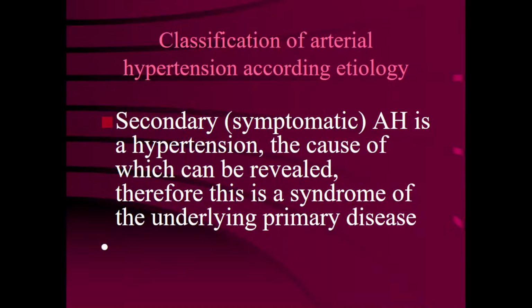And they also divide secondary or symptomatic arterial hypertension. Symptomatic arterial hypertension is a hypertension, the cause of which can be revealed. Therefore, this is a syndrome of the underlying primary disease.